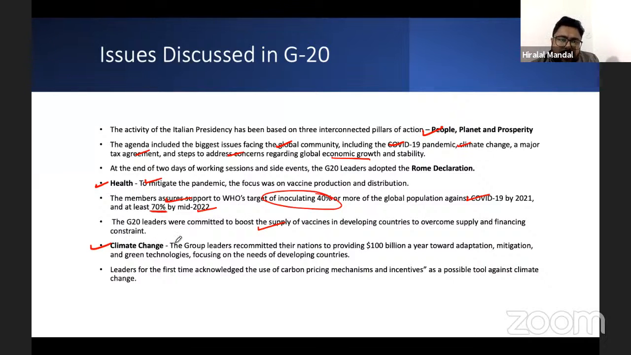Apart from the climate change issue, the group leaders recommitted their nations to providing $100 billion a year towards adaptation, mitigation, and green technologies. Okay, in order to meet the needs of the developing countries, because the developing countries need to transfer.